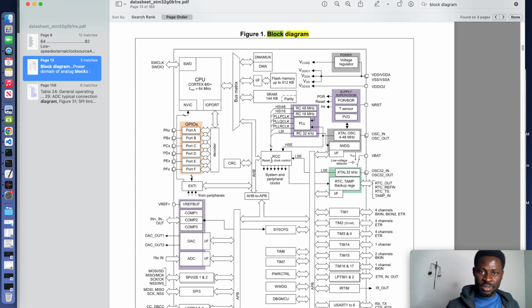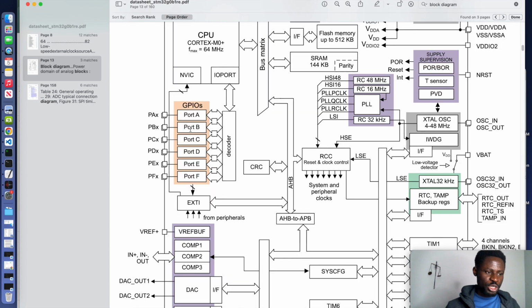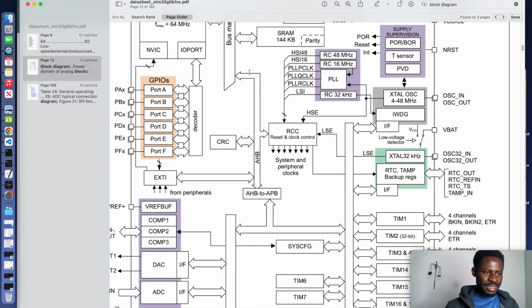At the center of this microcontroller unit is the clock source, that is the RCC. Now, when we go here, you can see GPIO, general purpose input and output. Inside the GPIO, we have specific ports. They are all pins that you can use for different purposes. You can see some lines that are connecting peripherals to this central clock.